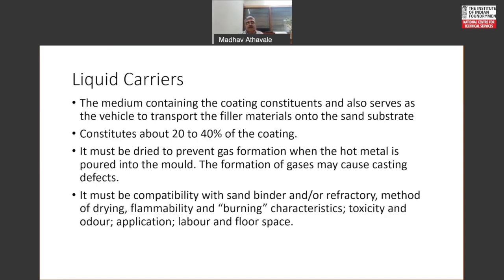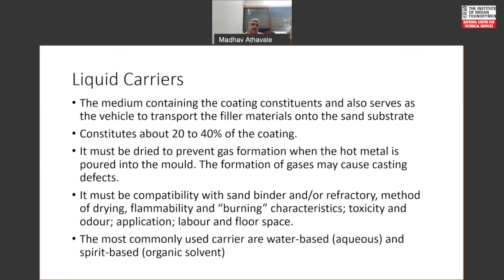It also must be compatible with the sand binder or refractory. It also must be compatible with the method of drying, its flammability or burning characteristics, toxicity and odor, how much labor is required, what is the floor space that is available, etc. Carriers are water, aqueous carriers, and spirit-based carriers which will contain organic solvents.